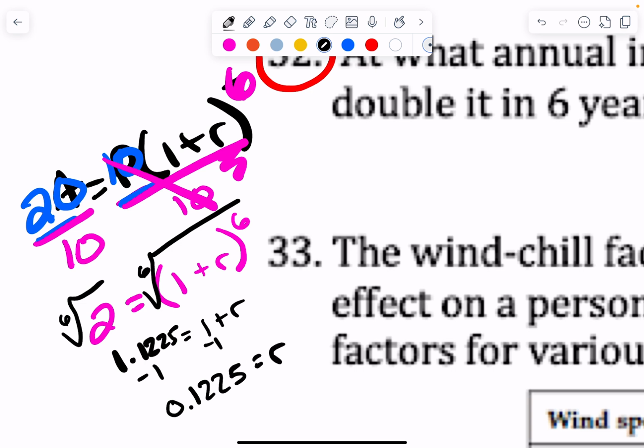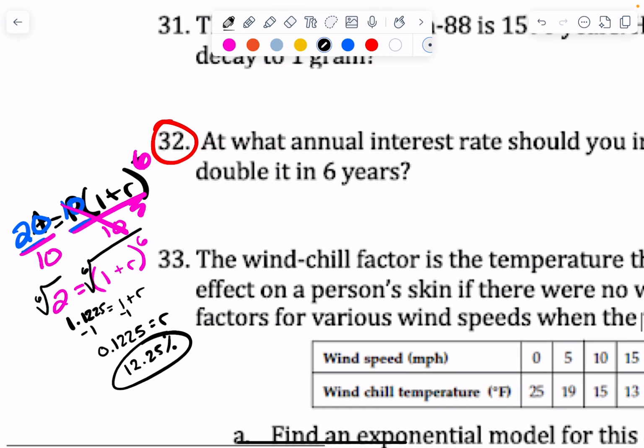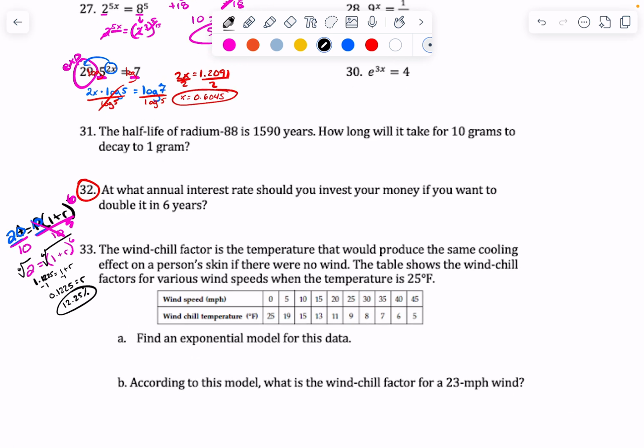So if I'm doing annual interest, I would have to have a 12.25% interest rate in order for it to double in 6 years. Okay, good luck finding an interest rate that's that high. That's going to give you a return of that, but whatever, that's what it would have to be.